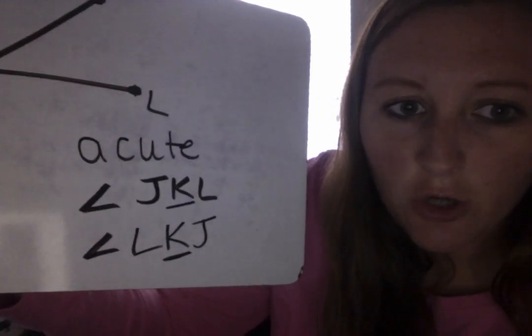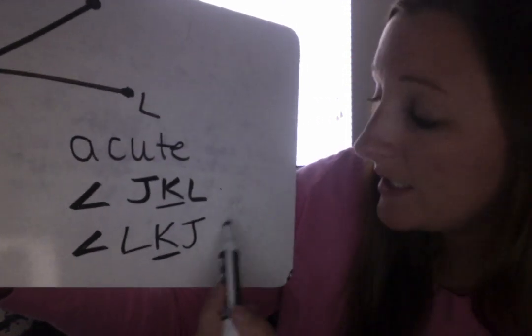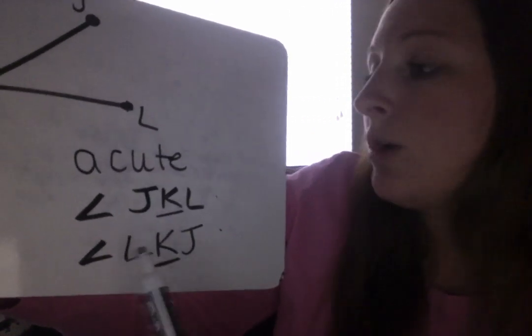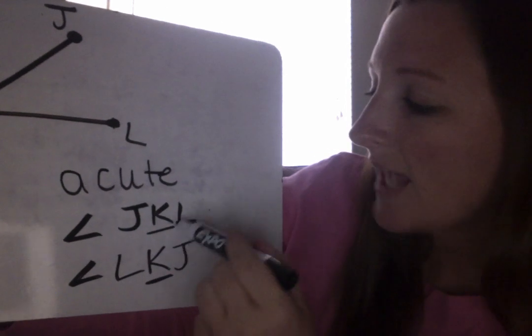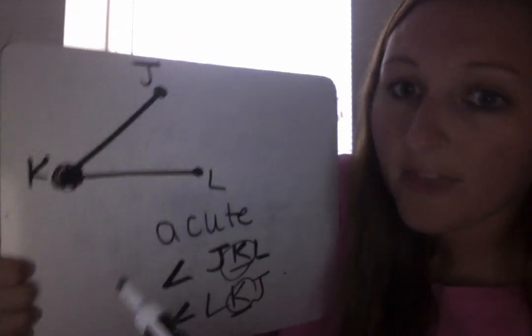Remember, I kind of showed you the analogy of this is my name, Lindsay Crawford. This is my name, Miss Crawford. So both of these work, but the K has to be in the middle because it is in the middle of the angle up here. Okay, so that is all basically review. You should already know how to do all of that.